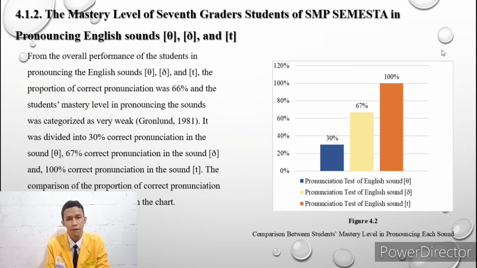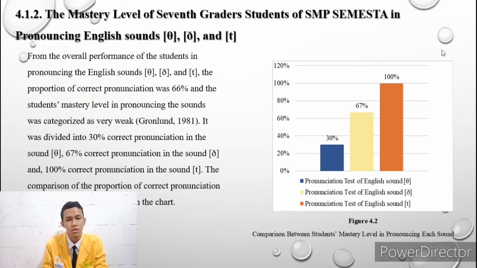And then for the mastery level of 7th grade students of SMP in the semester in pronouncing English sounds th, th, and t, from the overall performance of the students in pronouncing English sounds th, th, and th, the proportion of correct pronunciation was 66%, and the student mastery level in pronouncing the sounds was categorized as very weak.